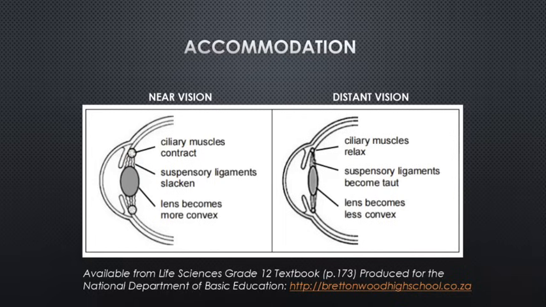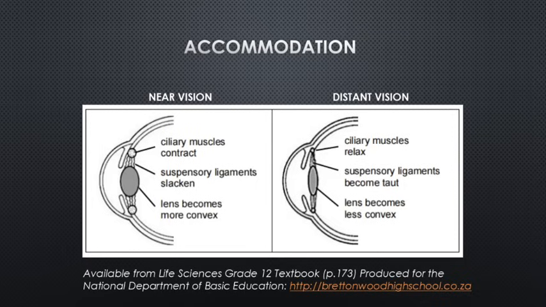And then let us look at distant vision. I said it's going to be the opposite of the other. What happens is now the ciliary muscles will relax, and as they relax, the suspensory ligaments become taut. They tighten. And then the tension on the lens is increased. Hence, the lens will become less convex, and they become thinner.